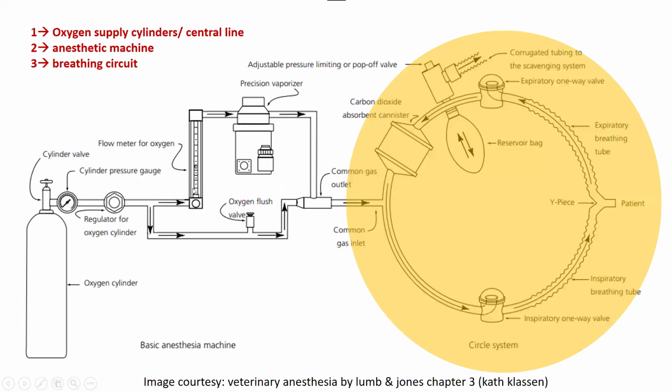In this video, we are going to see the different types of breathing systems we have. In the previous lecture, we talked about each and every part of the anesthetic machine, its components and their functions. We saw that the portion highlighted yellow is basically the breathing circuit. So now we are going to see the types of breathing circuits we have.